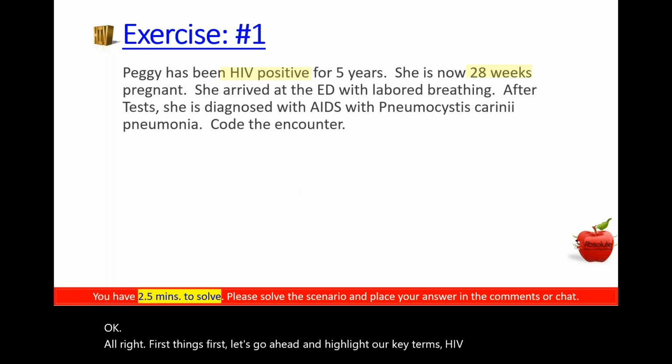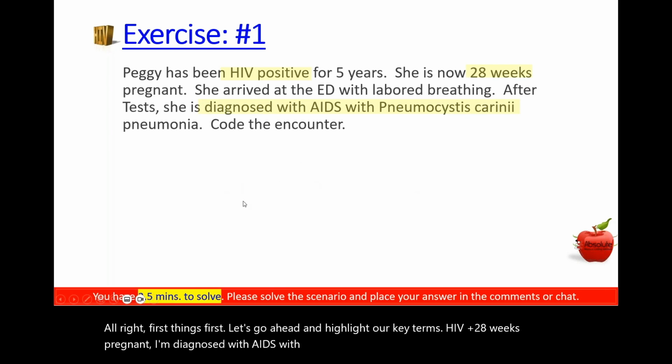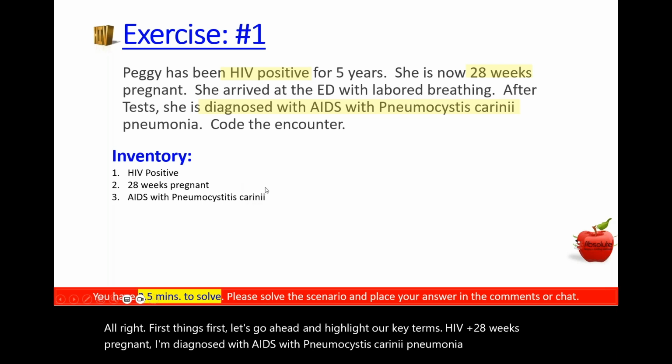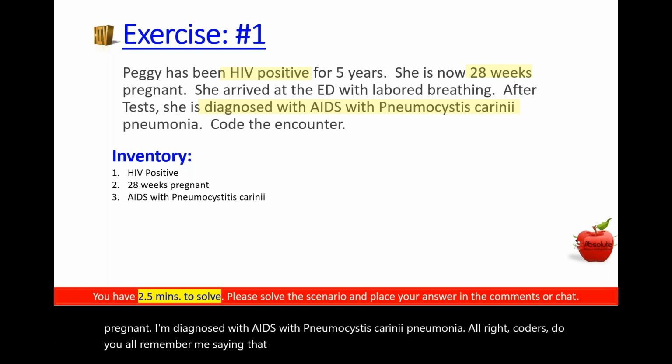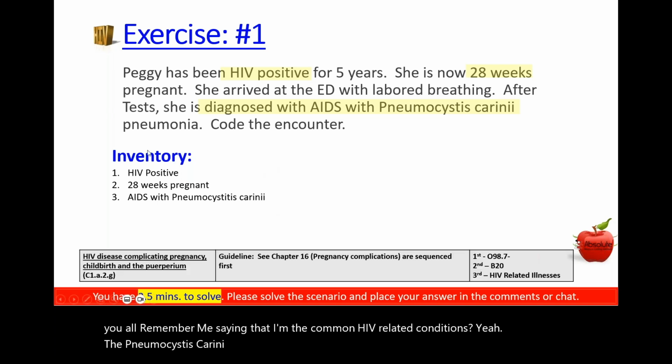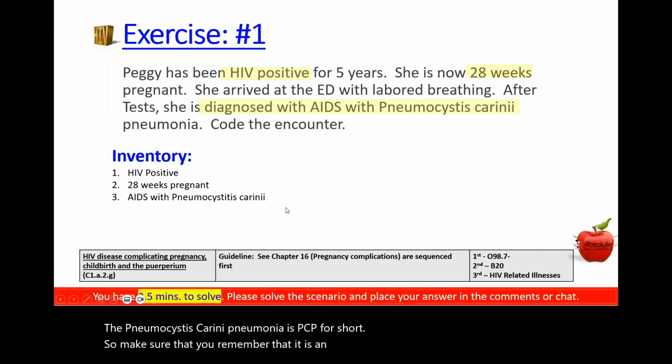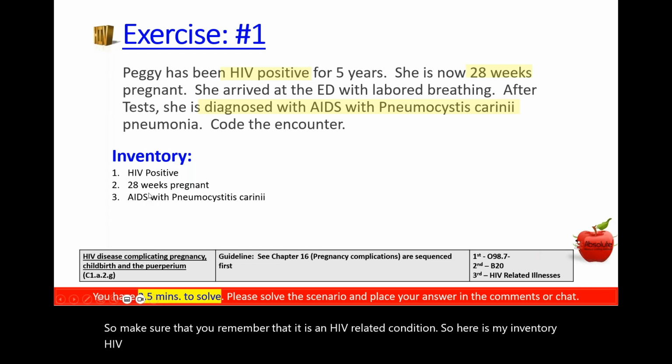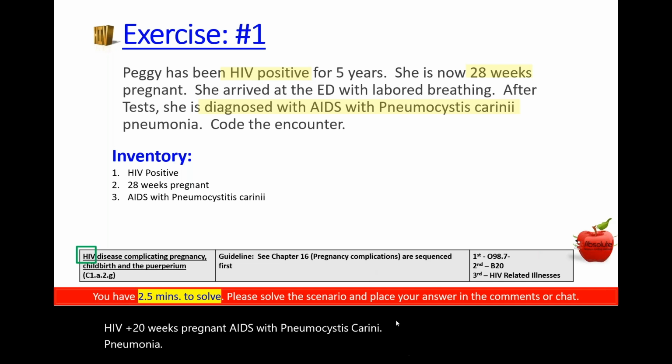HIV positive, 28 weeks pregnant, diagnosed with AIDS with pneumocystis carinii pneumonia. All right, coders, do you all remember me saying that? The common HIV-related conditions. Pneumocystis carinii pneumonia is PCP for short, so make sure you remember that it is an HIV-related condition. So here is my inventory: HIV positive, 28 weeks pregnant, AIDS with pneumocystis carinii pneumonia.